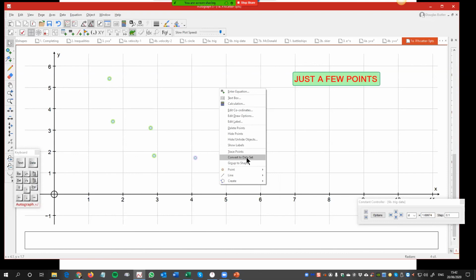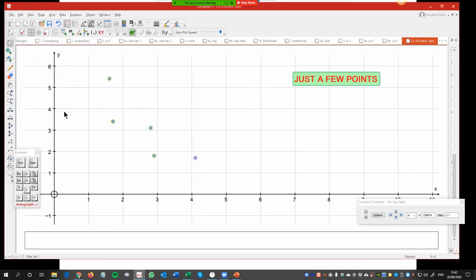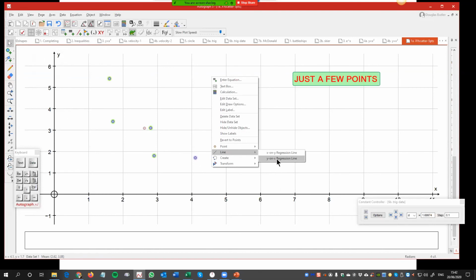Okay, and what can we do with it? I'm going to make it into a data set. So if it's a data set, it means it's one object rather than 5. Just one click, and if you double click on this, there they are. That could have come straight out of Excel, of course. Cancel that. So right click, what can we do? A point, mean, perfect, look at that. And right click, line, regression line.